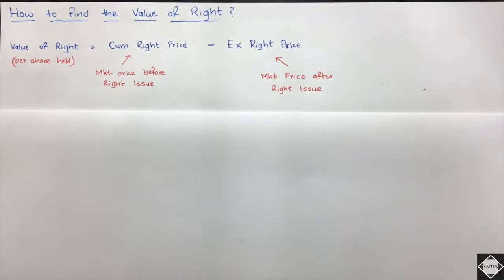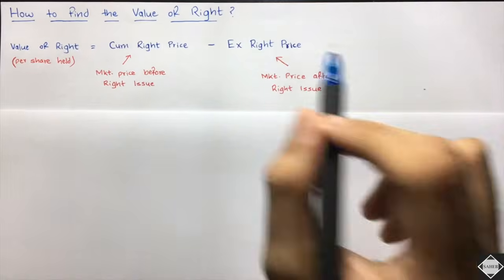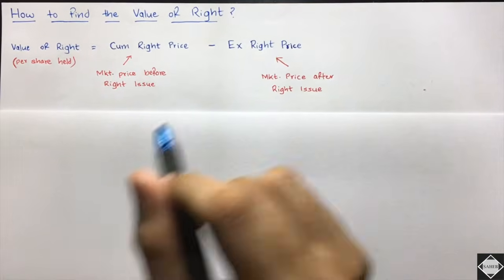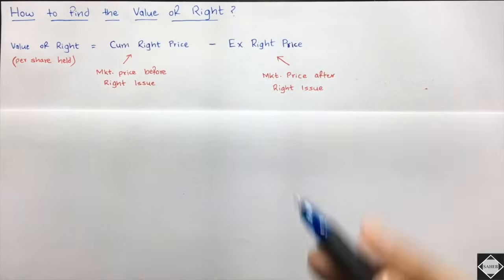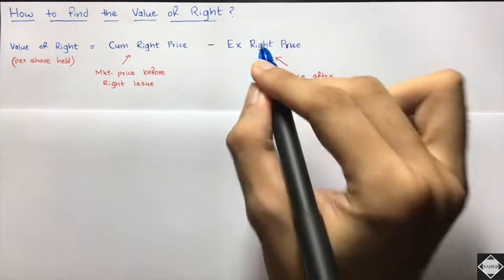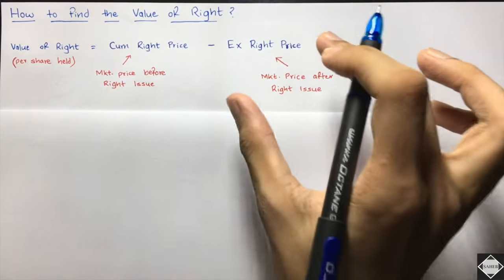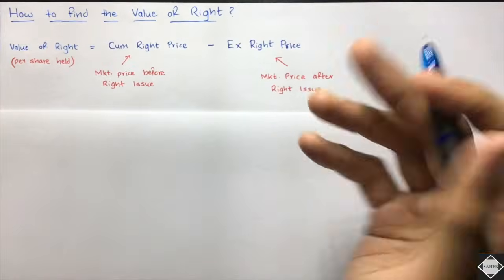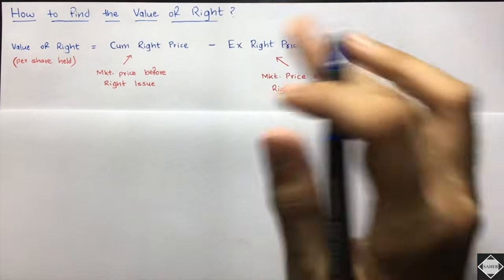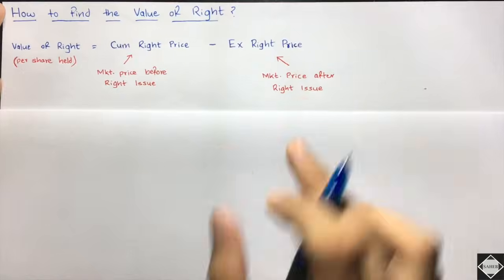Theoretical ex-right price, we call it TERP, in short form. So that is what you have to calculate, and you have to understand the formula for this also. It's really simple. The formula for ex-right price is just the weighted average price. Okay, so let's see the formula of ex-right price.